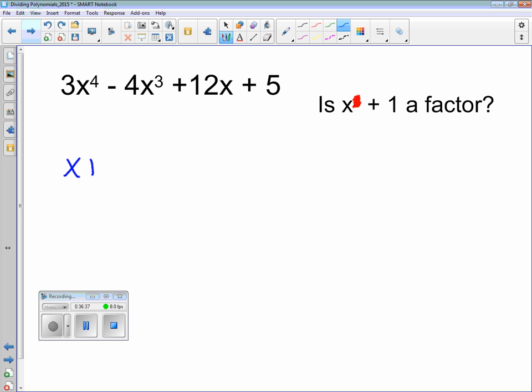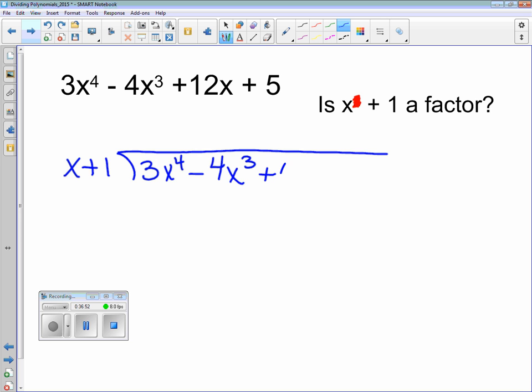All right, here we go. X plus 1, we're going to divide it into 3x to the 4th, minus 4x to the 3rd. I'm going to put in plus 0x squared because it's missing, plus 12x plus 5. This is going to be a long one.